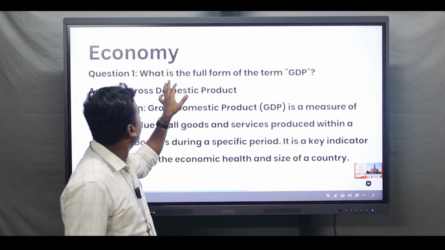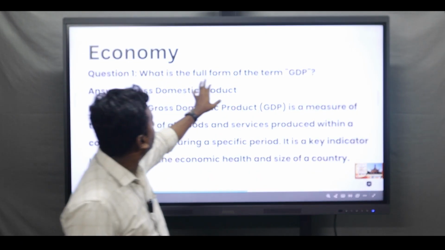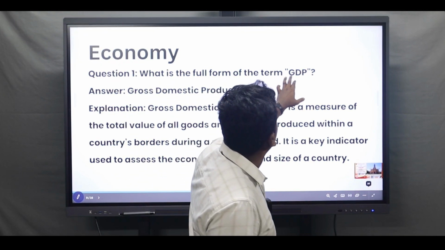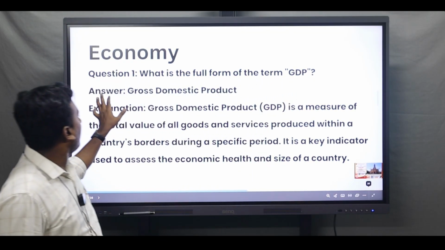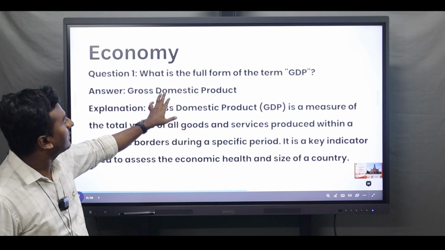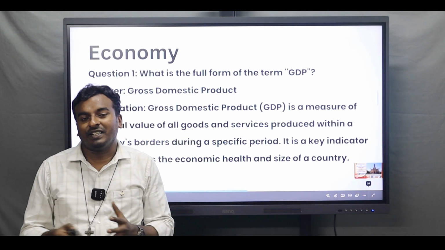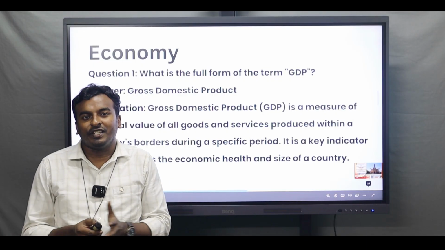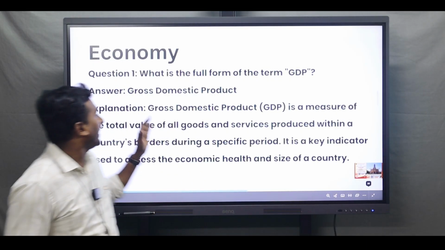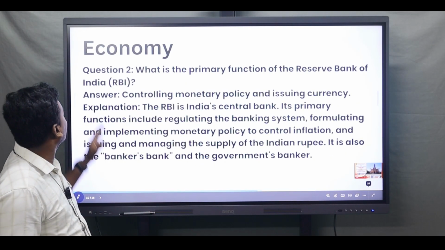So the question number 1 goes like this. What is the full form of the term GDP? The full form of the term GDP is gross domestic product. So it is as simple as that. What is the full form of GDP? Gross domestic product. So we can easily answer these questions.